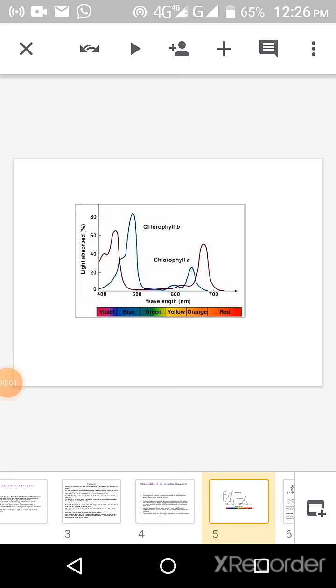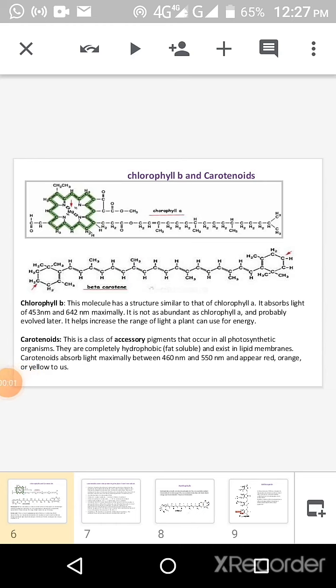This figure shows the absorption spectrum of chlorophyll A and chlorophyll B. As we can see, they are absorbing in the 400 to 500 range, which is the blue range, and the orange red region, which is 640 to 720. Broadly, these wavelengths are captured by chlorophyll A and B. Two absorption peaks are being formed. So, chlorophylls and carotenoids: the upper diagram is of chlorophyll A and the lower one is of beta carotene.